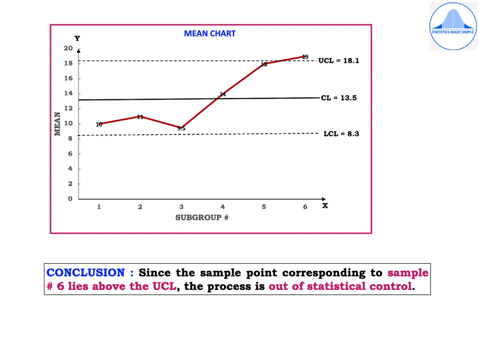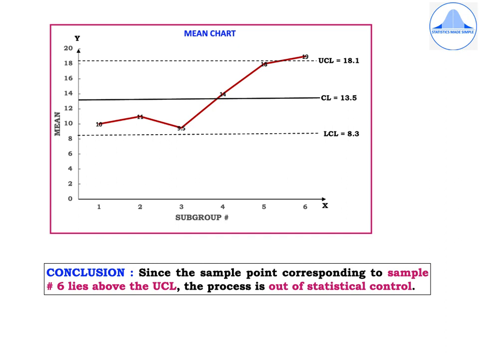The heading is the mean chart. The next step is to mark the CL, UCL and LCL. I have marked the CL at 13.5, UCL at 18.103, which is approximated to 18.1, and LCL similarly I have approximated to 8.3, or it can be 8.4 as well.